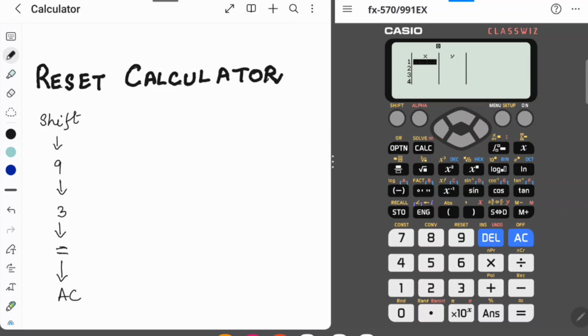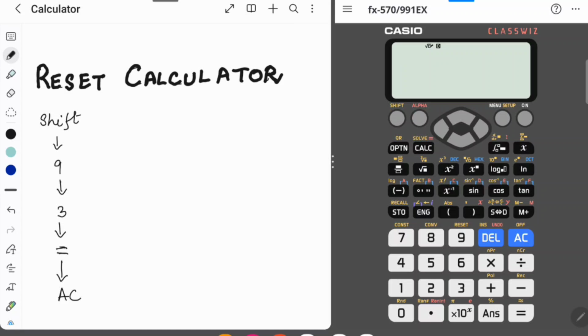For example, you have to reset your calculator. So what do you do? You just press Shift and then 9, and then select Initialize All, which is 3. Just go through the process as it is written, then press equals, and then press AC, and you can see your calculator is back to normal.